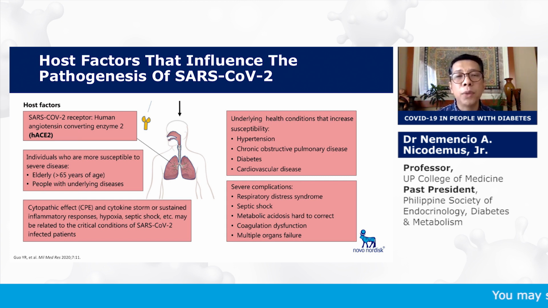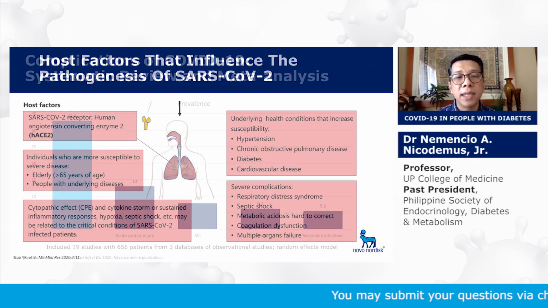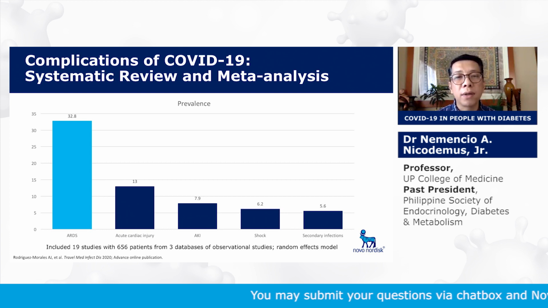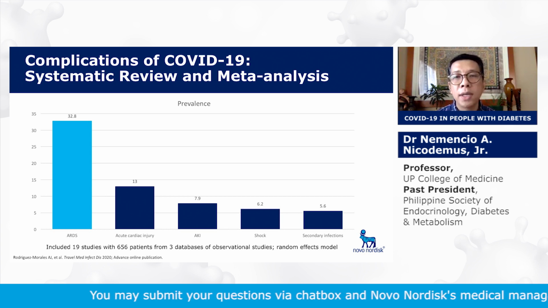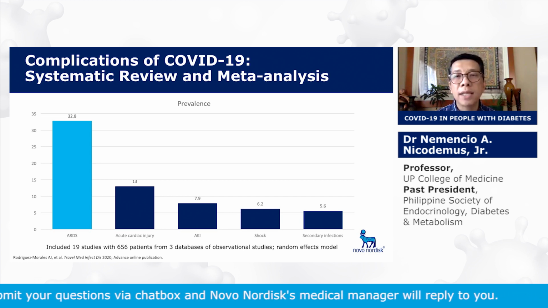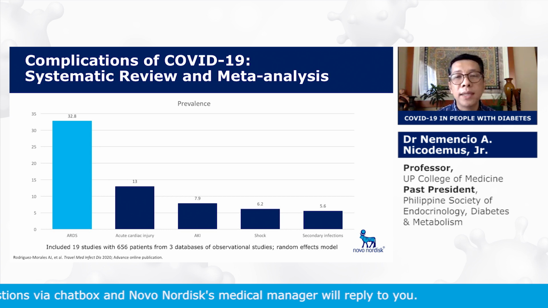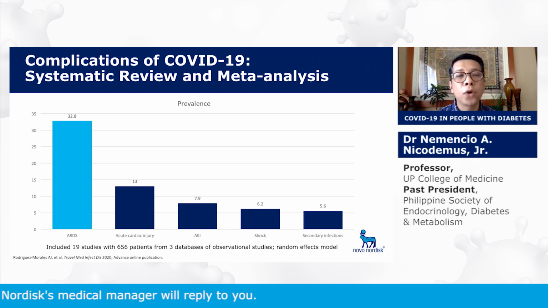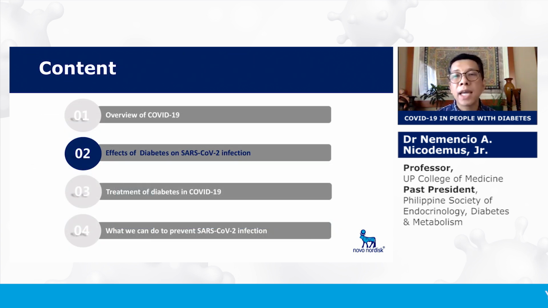What happens to individuals if they have these underlying conditions that make them more susceptible to disease? They manifest with more severe manifestations, and in fact, they are at higher risks of developing complications due to COVID-19. In a systematic review of the complications related to COVID-19, it was shown that acute respiratory distress syndrome is the most common complication of COVID-19, and in fact, is one of the leading causes of mortality among people affected by this particular disease.